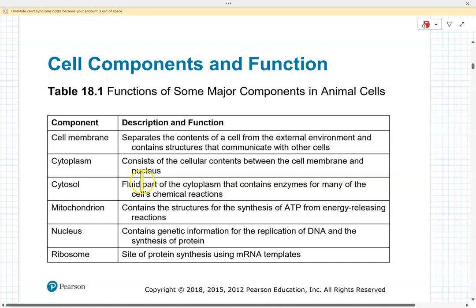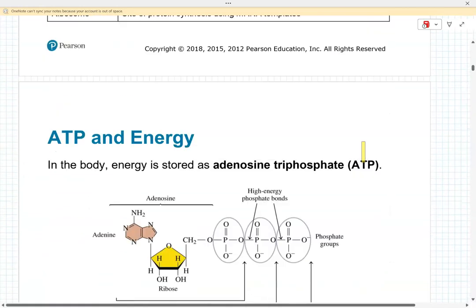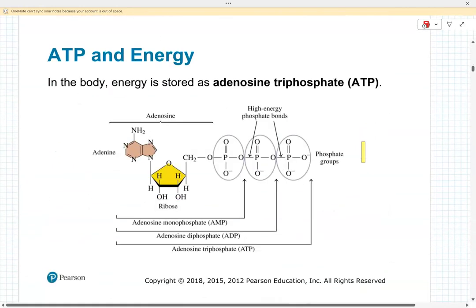So this is what we just discussed. You must be able to match the component of the cell to its general function. Okay? But since we're going to be talking about ATP synthesis, we're largely going to be focusing on mitochondria.